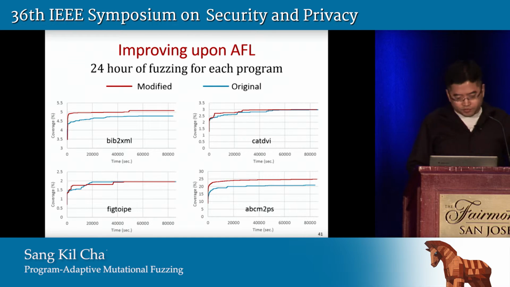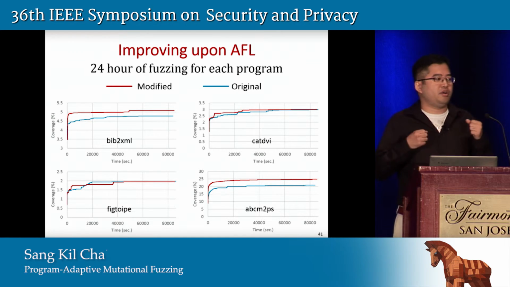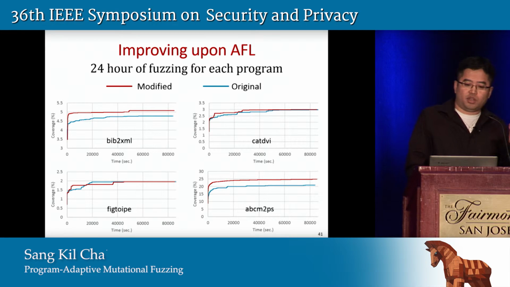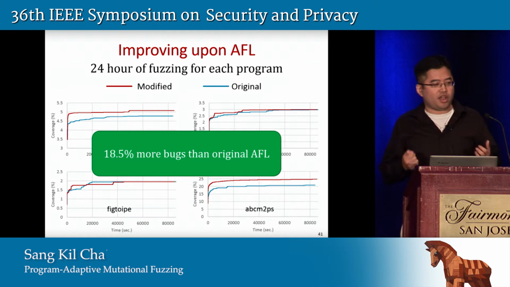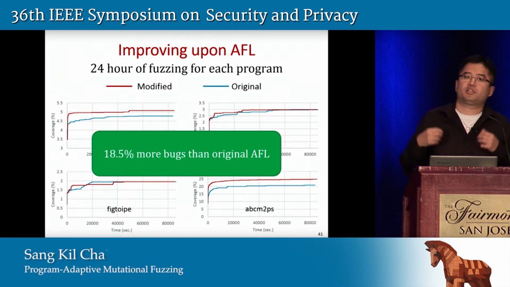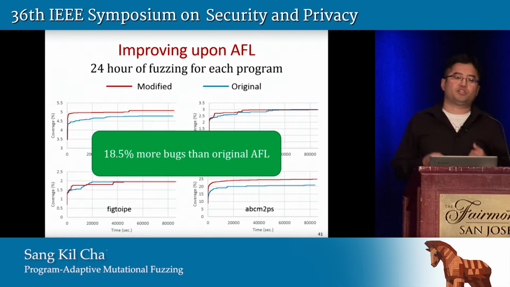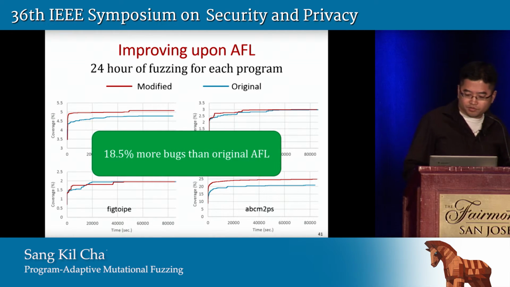And as you can see, the code coverage of our modified AFL was improved compared to the original AFL. The second comparison that we performed is the number of bugs found for both cases. And as a result, modified AFL found 18.5% more bugs than original AFL, and we conclude that our technique can also improve the state-of-the-art mutational fuzzers.